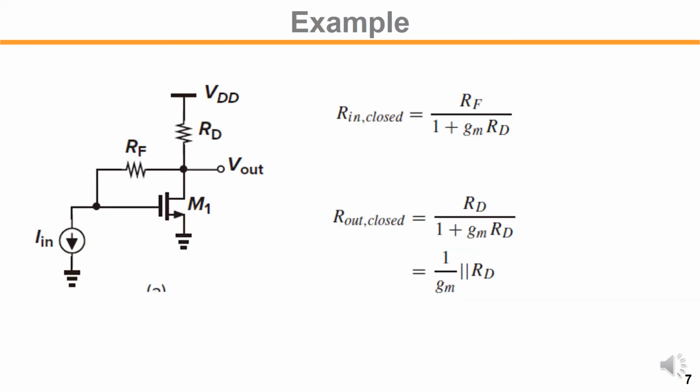This is another example. You can find the closed-loop Rin through the resistor feedback RF there. So from input to output, there is a connection through the RF. In this case, if you find the closed-loop input impedance, that would be RF divided by 1 plus GM RD.